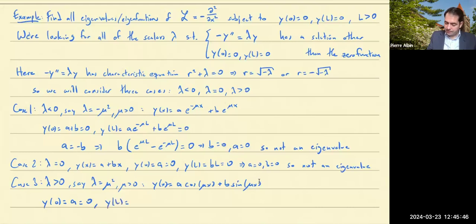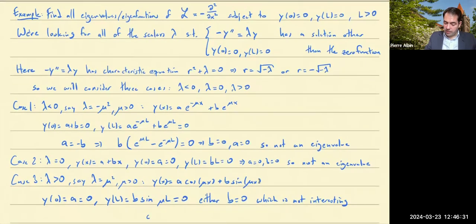Then y of L, okay, well, we already know a is equal to 0, so we can just ignore this term. So when we plug in L, it's this. So b times sine of mu times L equal to 0. So then either b is equal to 0, which is not interesting. Right? It's not interesting because if b is equal to 0, we already know a is equal to 0. So that would mean that y is equal to 0. And so that would mean that lambda is not an eigenvalue. So that's not the case we care about.